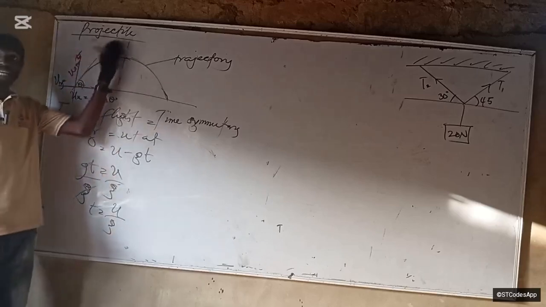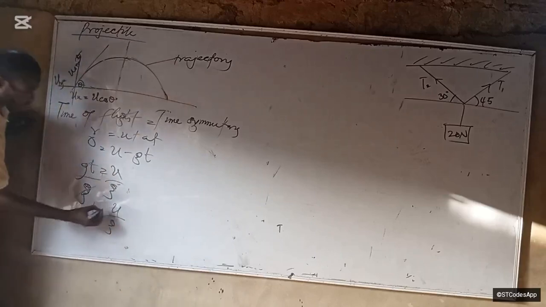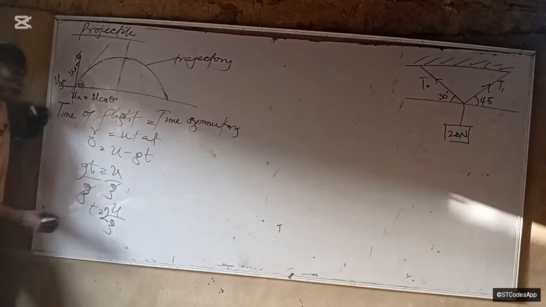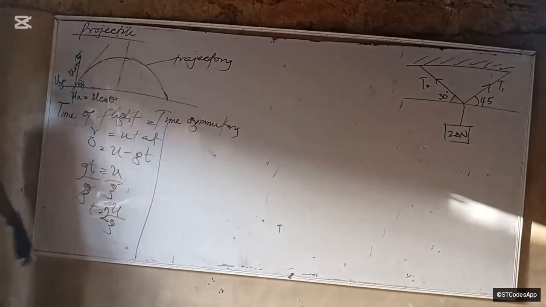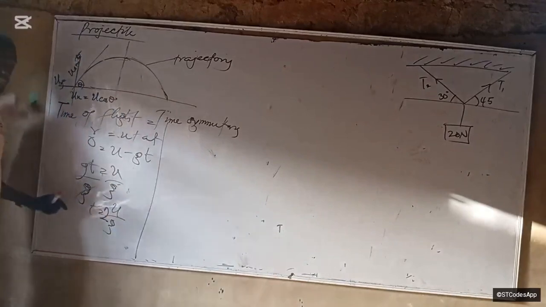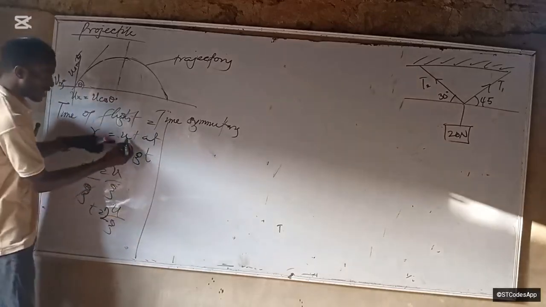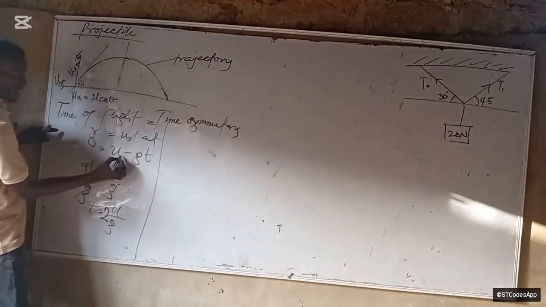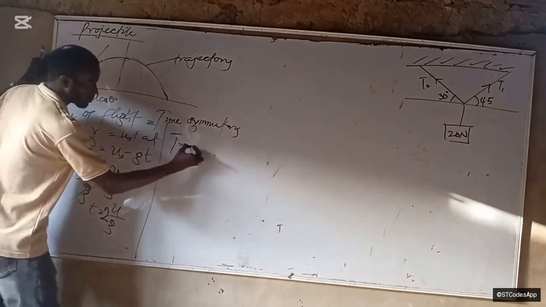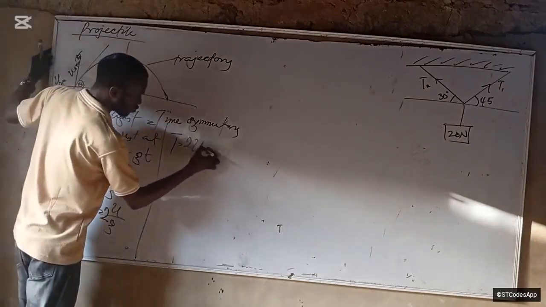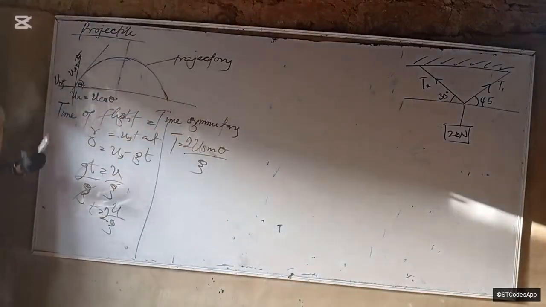Since there will be time symmetry, the time taken to reach here is equal to the time taken to come back here, right? So the total time of flight is 2u over g, if theta is 90 degrees. Where theta is not 90 degrees, the component will be uy, and uy is u sine theta. So our formula for total time of flight is 2u sine theta over g. Does that make sense? I'm trying to rush.